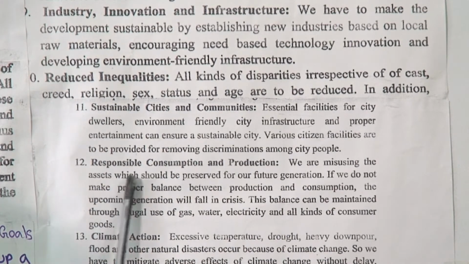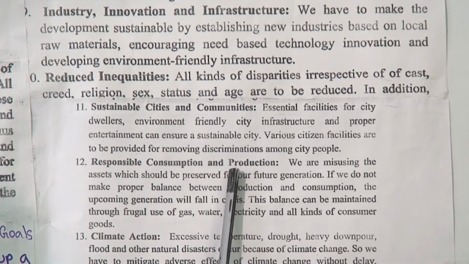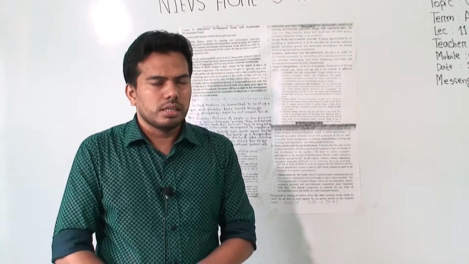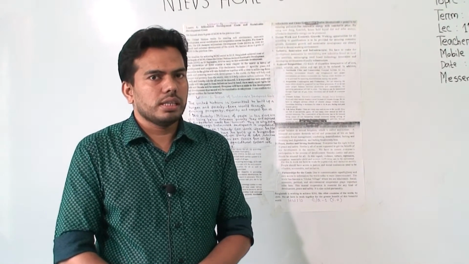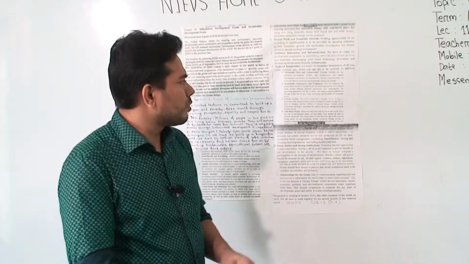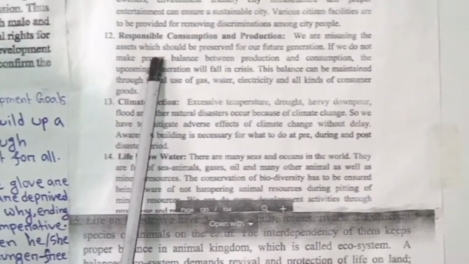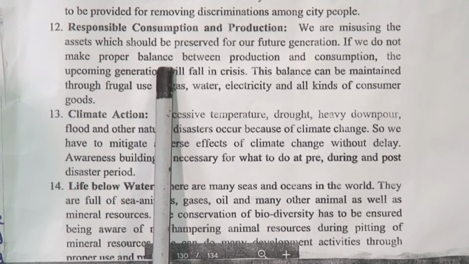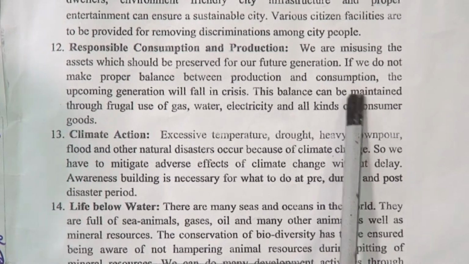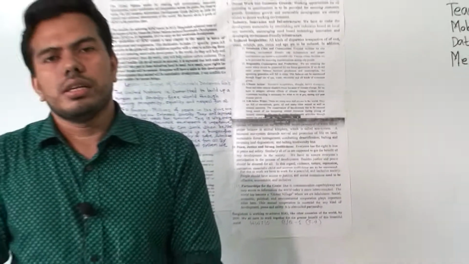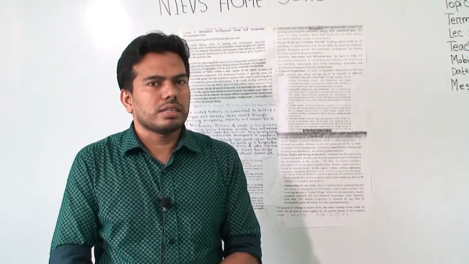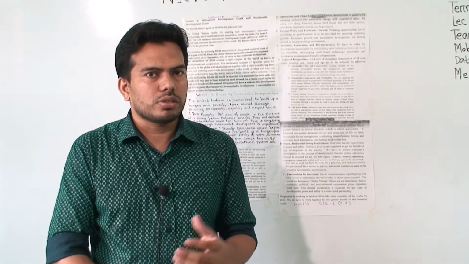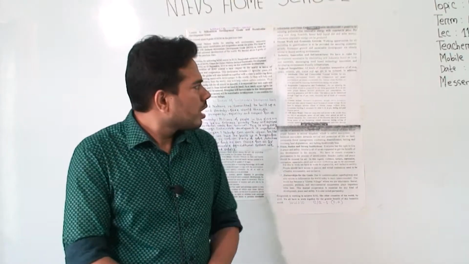Next one is responsible consumption and production. All consumption and all other commodities should be at a reasonable price so that people can use them, their affordability. We are missing the assets which should be preserved for our future generation. If we do not make a proper balance between production and consumption, then our next generation will face great trouble in their future life. So we must make a balance between consumption and its use.